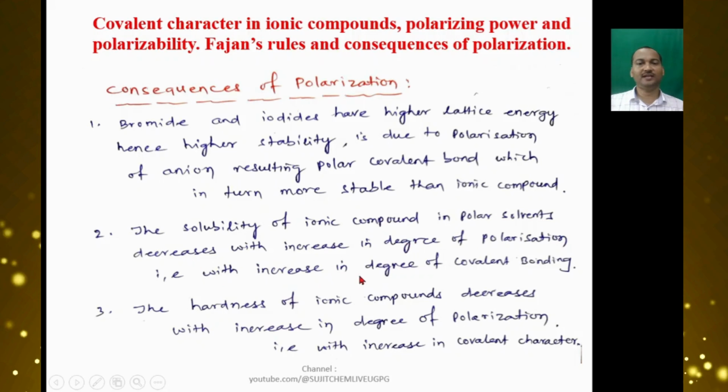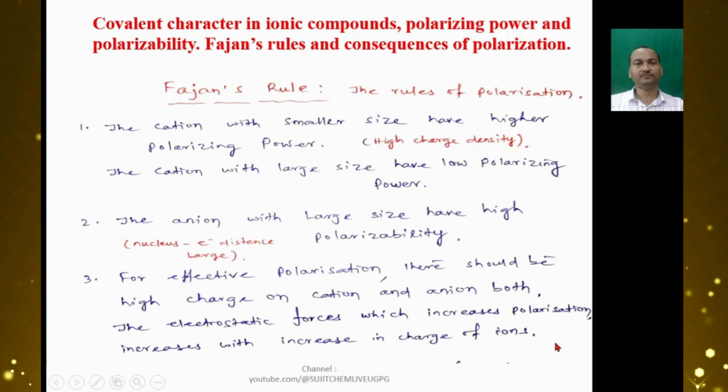So that is, with increase in degree of covalent bonding. And the hardness of ionic compounds decreases with increase in degree of polarization, that is with increase in covalent character. So let's talk about what is Fajan's rule. So this is the rule of polarization.